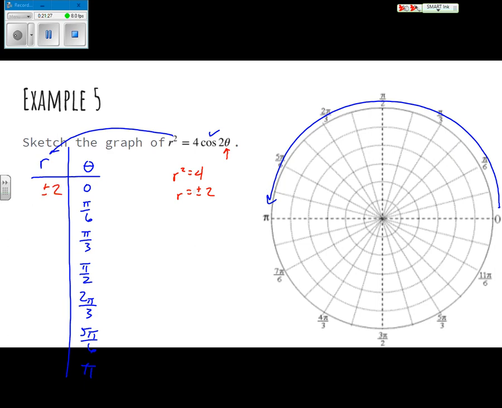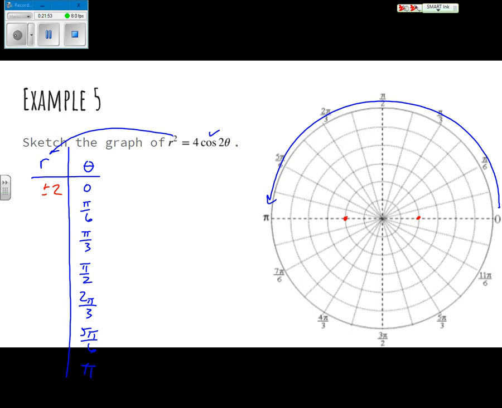Great news. I got 2 points for the price of 1. I got the point 2, 0 right here. And I got the point negative 2, 0 right there. Just went in the negative r direction. Awesome. Well, let's keep going. That was good. Hopefully I can get 2 points on all of these, and I won't have to go nearly as far down the table as I thought I would.